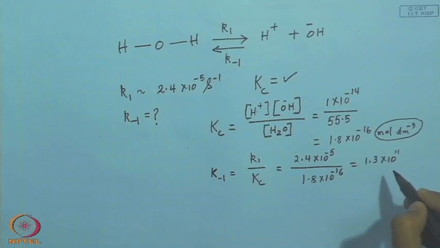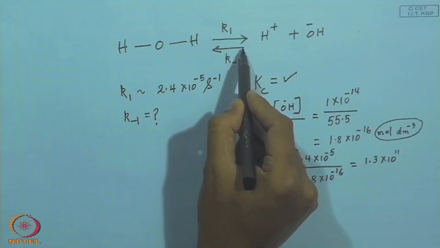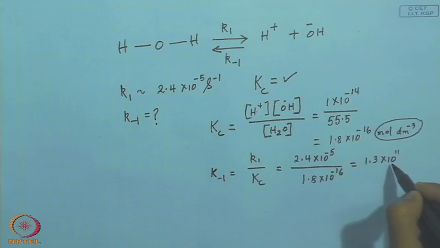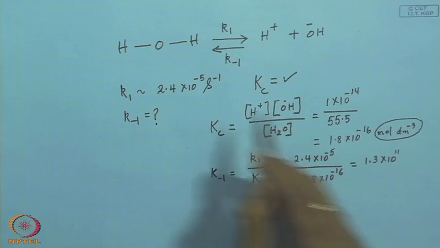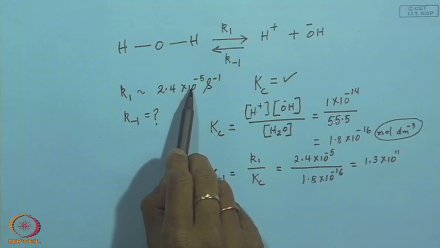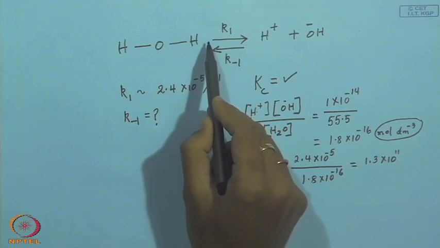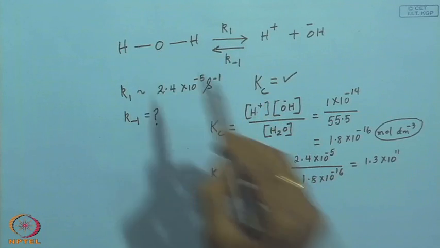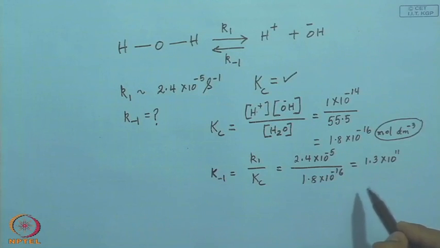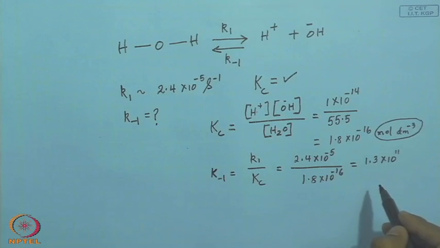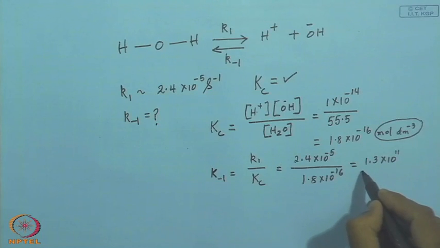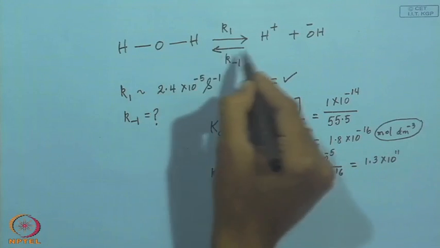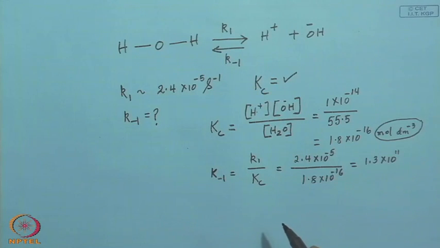So, that means it is a tremendous back reaction. You see, the back reaction is of the order of 10^11, and the forward reaction is 10^−5. So, water is very feebly ionized, it is mostly in the water form. The back reaction is predominant over the forward reaction.